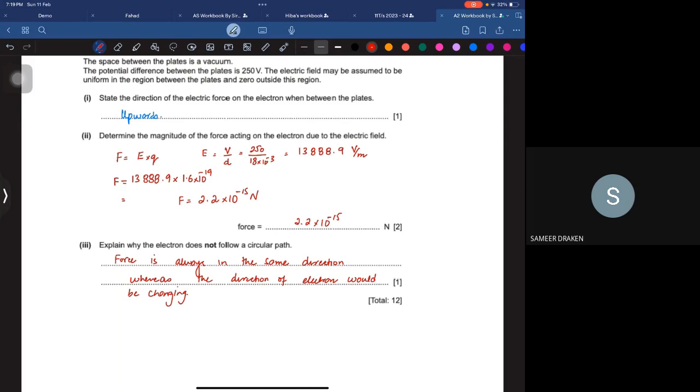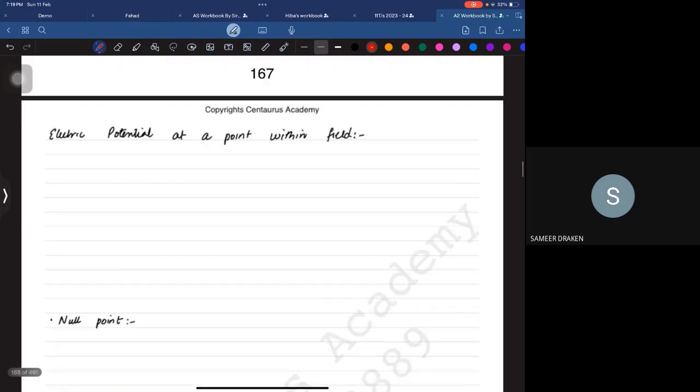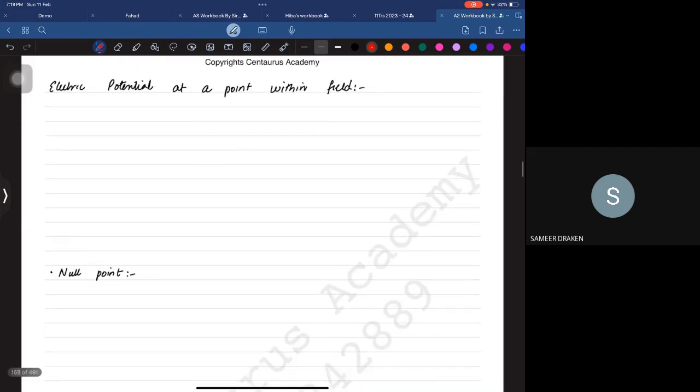Okay, now let's go to the next thing we have to do, which is electric potential. Electric potential will always be worth 2 marks as well. So please see what 2 marks you're going to get. The first mark will be given to you when you write work done per unit positive charge.